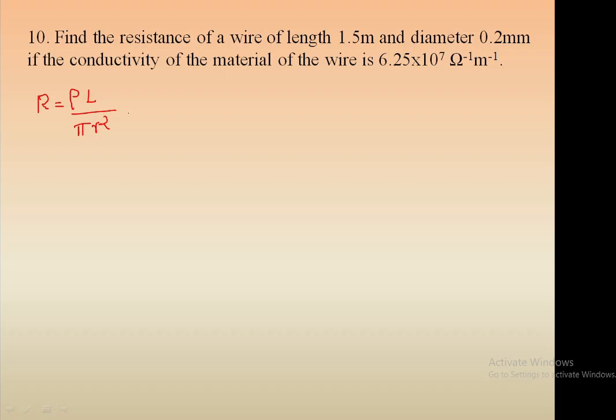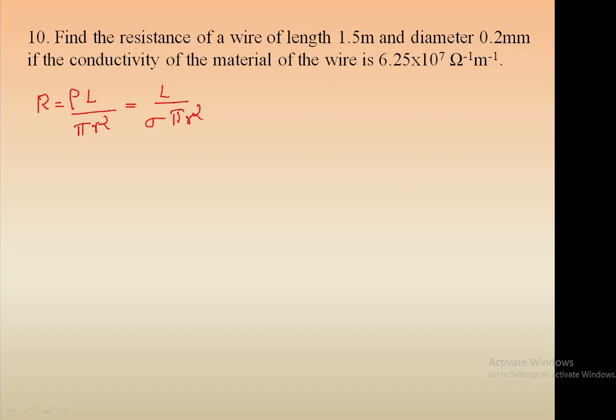And instead of resistivity, we have the value of conductivity. So R is equal to L divided by sigma pi r square, since 1 by sigma is the resistivity. The reciprocal of conductivity is the resistivity.